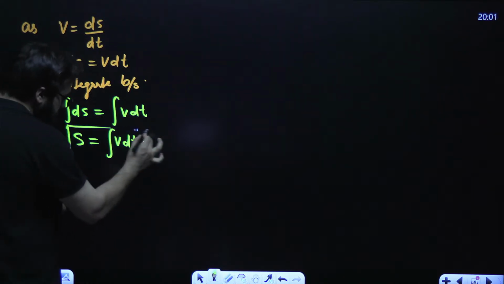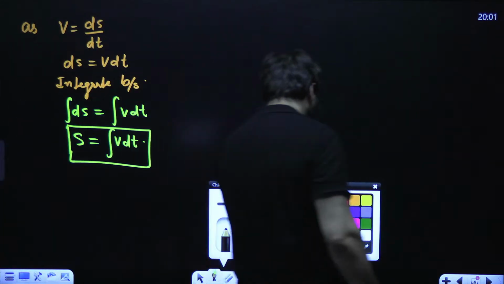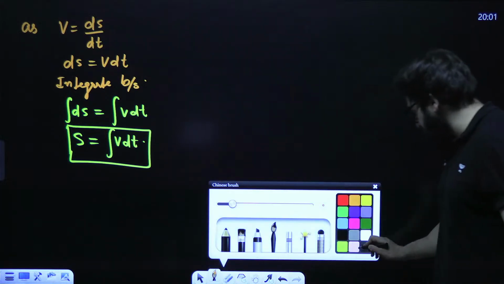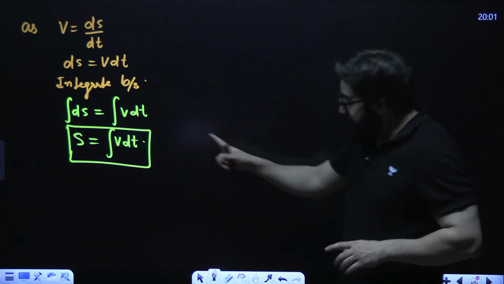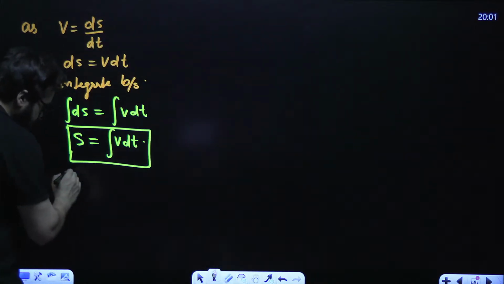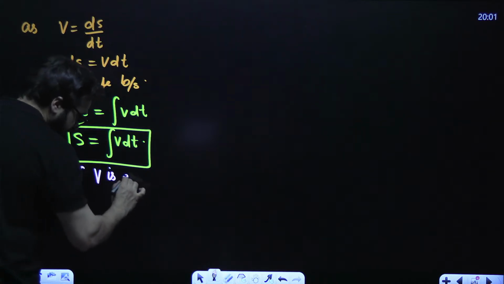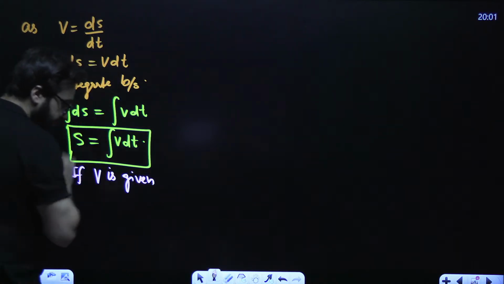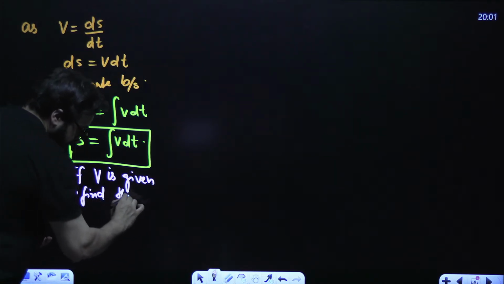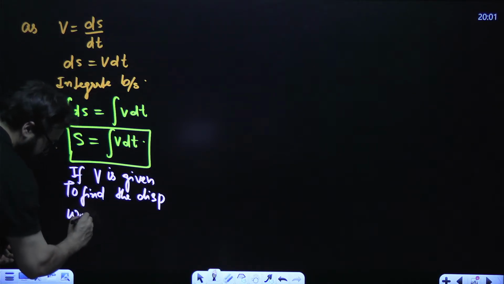I would want you guys to keep this in your box. So what does this equation actually say? This equation says that if velocity is given, to find the displacement, we integrate.